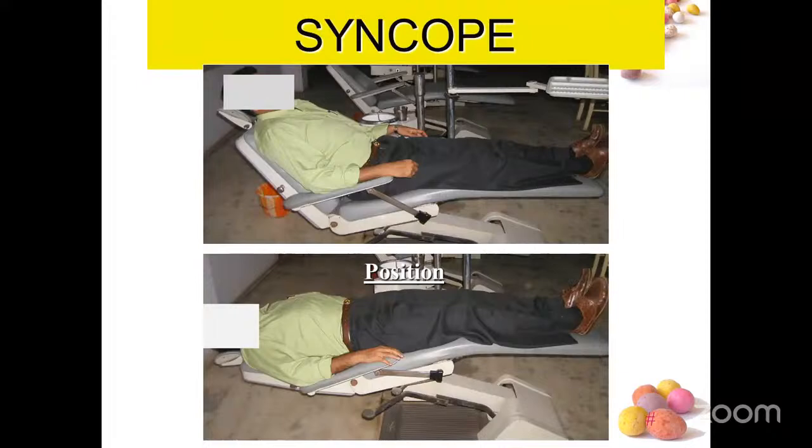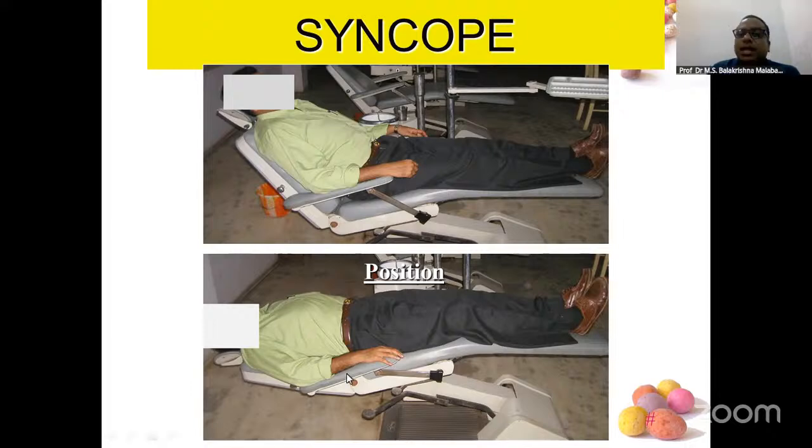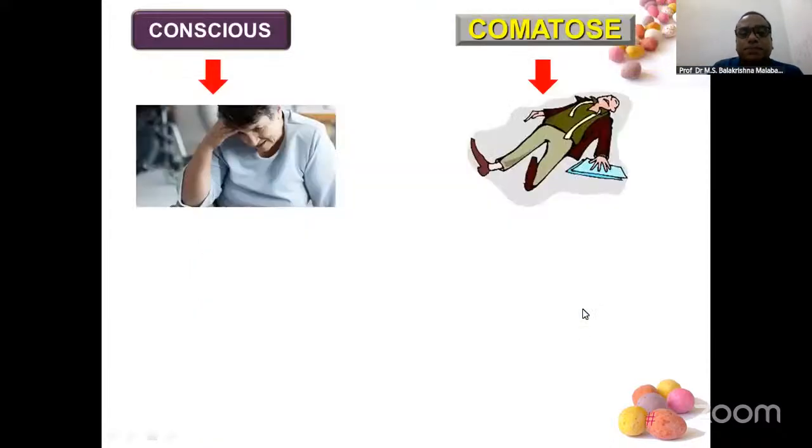First and foremost, the patient should be reclined, right? And then the heart and the brain should be at the same level. Basically, the brain should be at a lower level. The leg should be elevated so that the pumping of the blood towards the brain takes place.